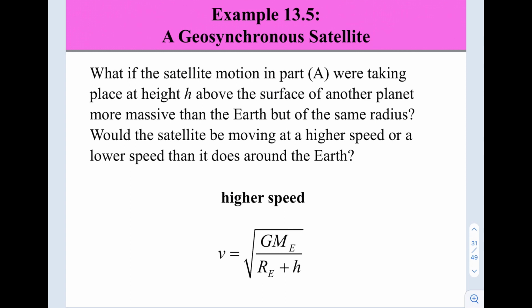Okay, the answer should be higher speed, because based on the formula v equals the square root of G M_E over R_E plus h, if we remain with the same R and h, but the planet is more massive, the mass of the planet is directly proportional to v squared, right? So it's going to be higher speed.